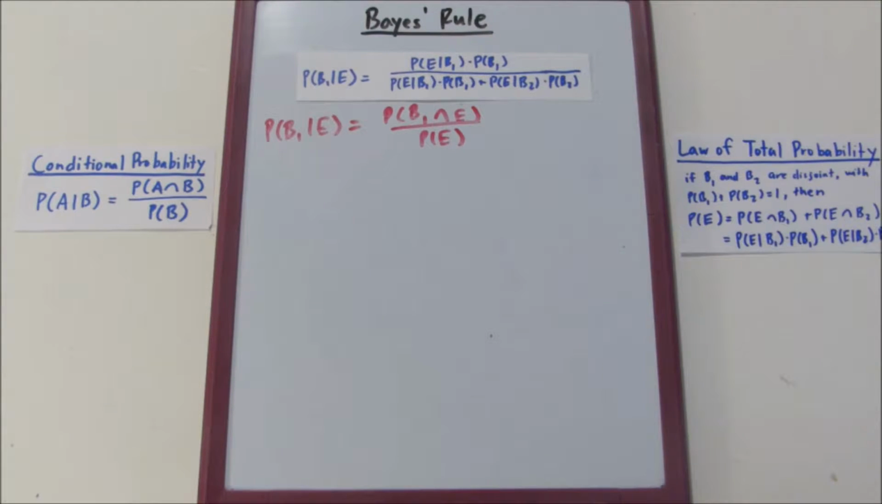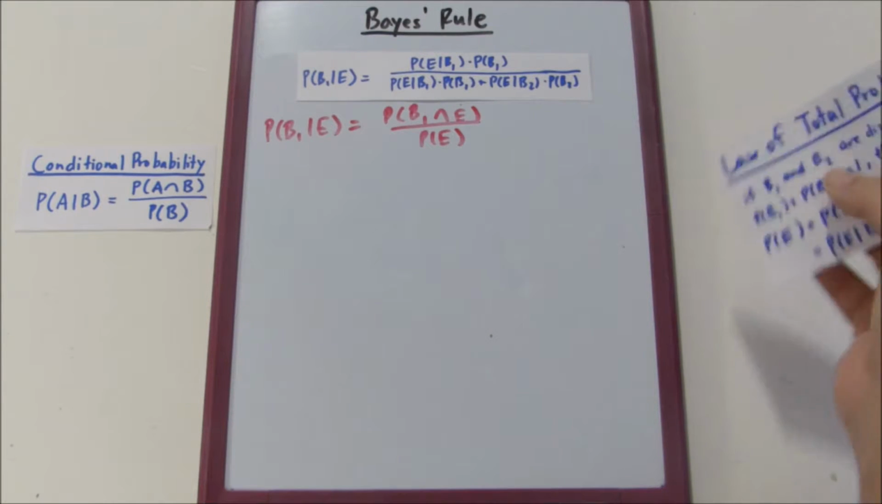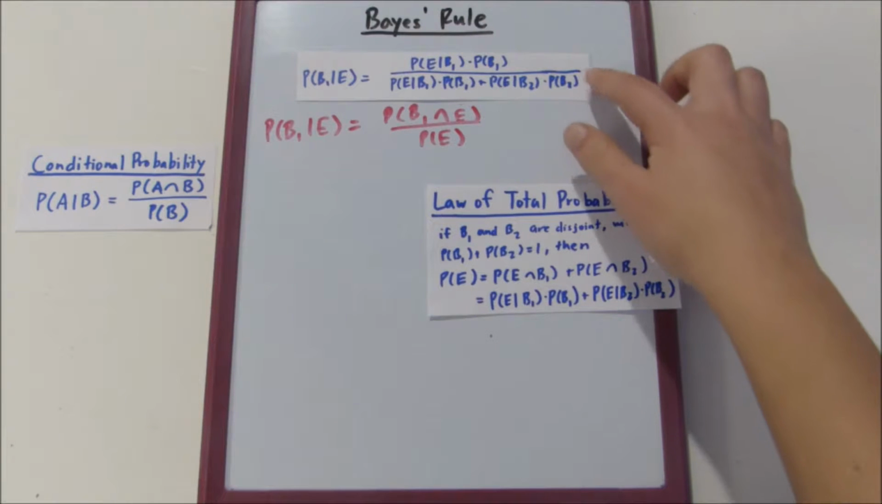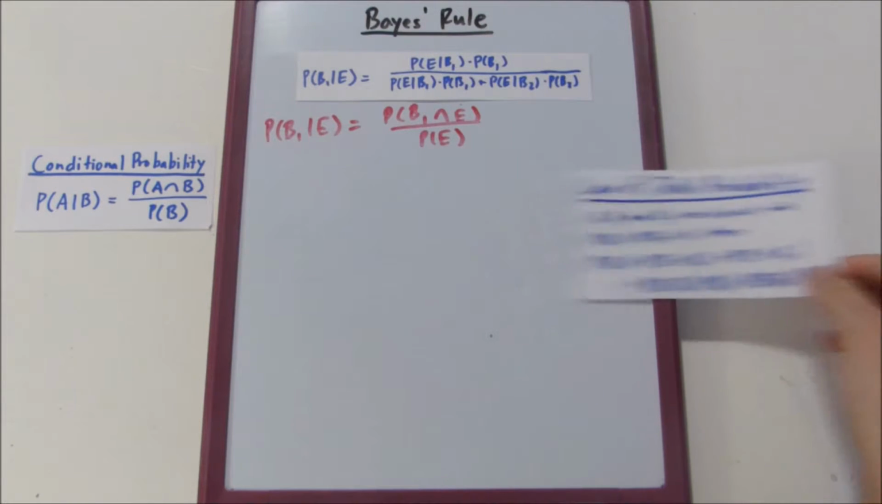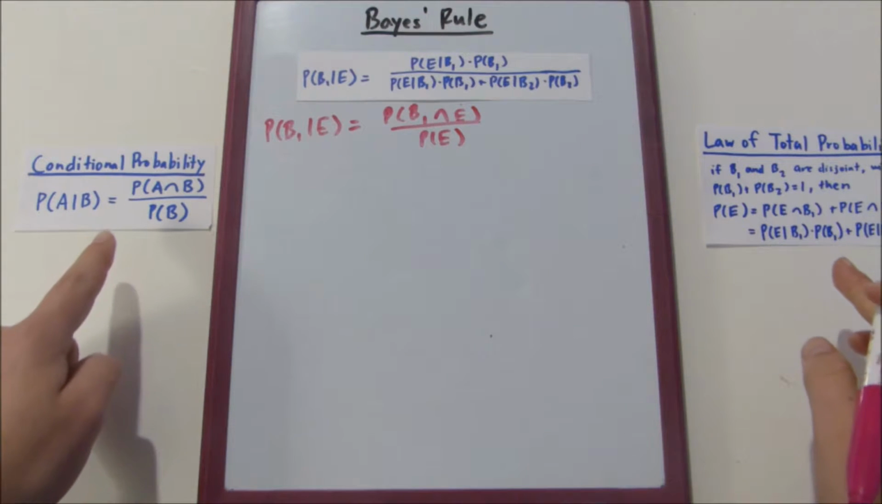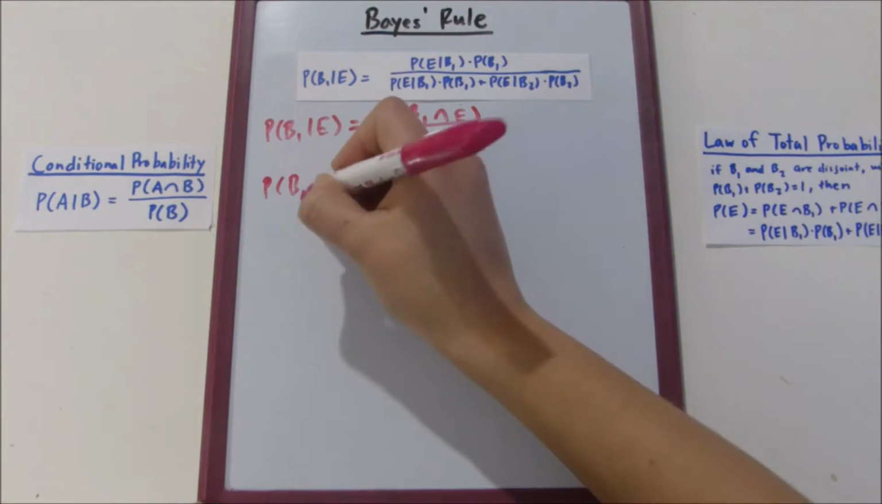Alright. But now, what if we don't know the probability of E? We're only given certain probabilities, and let's just say P of E is not given to us. So that's where the law of total probability comes in. We can rewrite the entire bottom part as this, because that's what it equals. And that's the cool thing about this. You don't really need to memorize it. You just need to memorize these two equations and then find them.